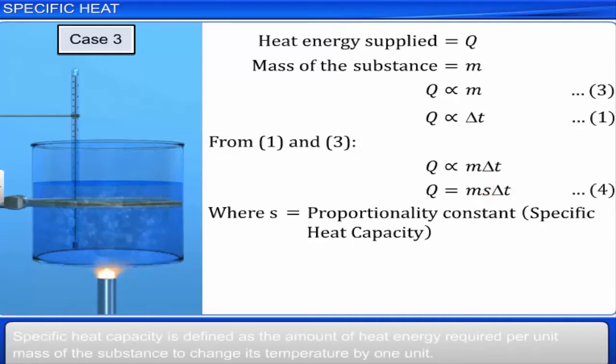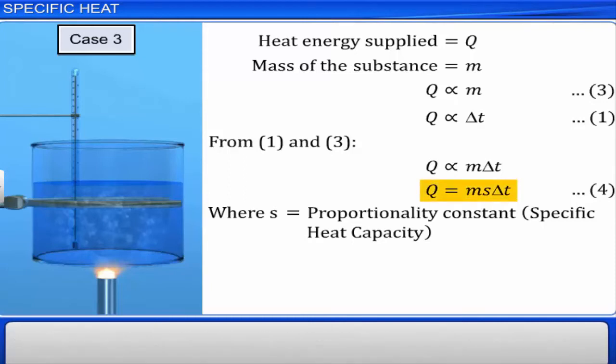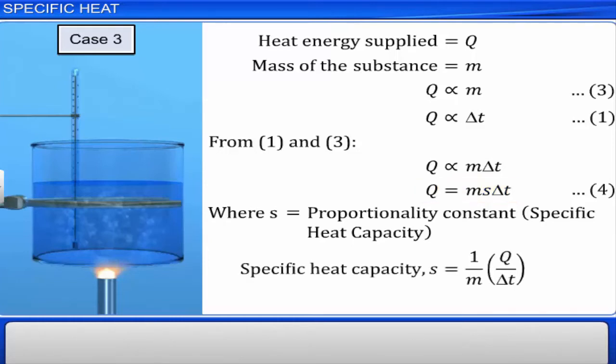Specific heat capacity is defined as the amount of heat energy required per unit mass of the substance to change its temperature by 1 unit. From equation 4, specific heat capacity S is equal to 1 by M into Q by delta T. Let this be equation 5. The SI unit for specific heat capacity is Joule per kilogram per Kelvin. The general unit for specific heat capacity is calorie per gram per degree Celsius.